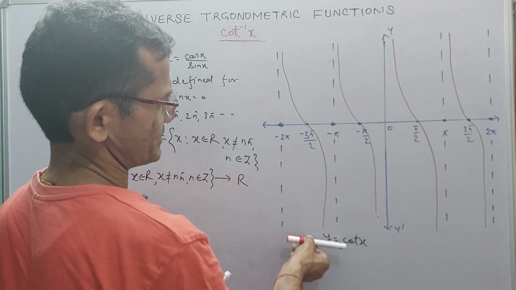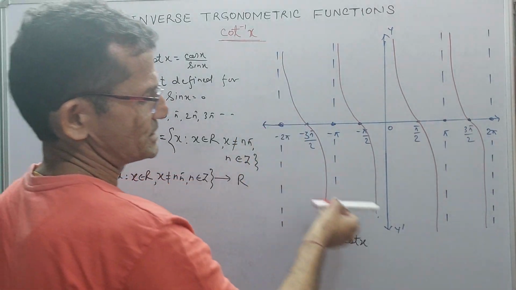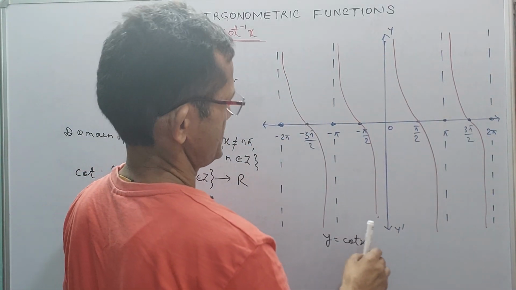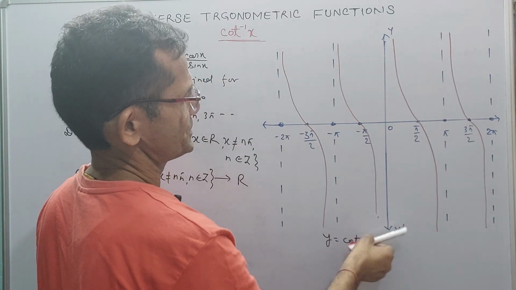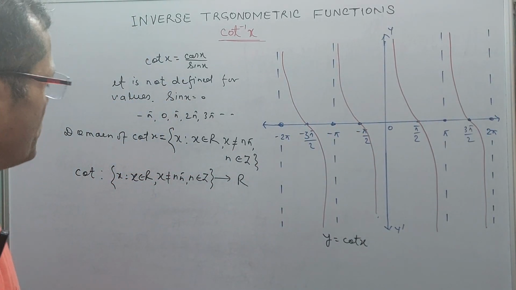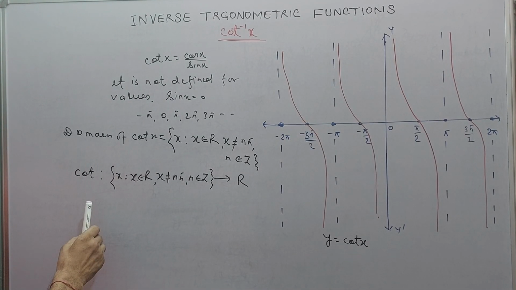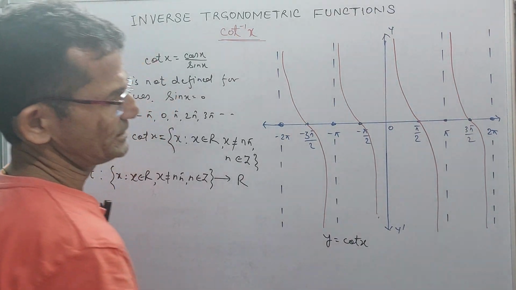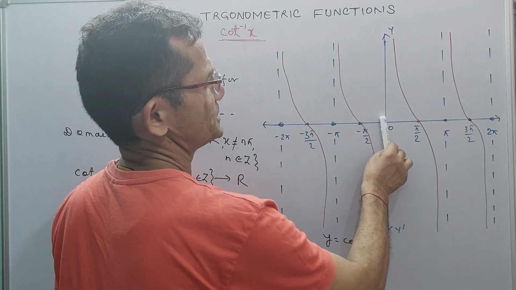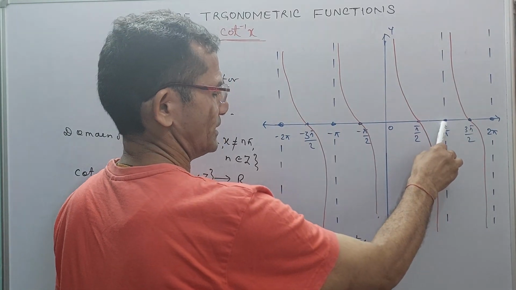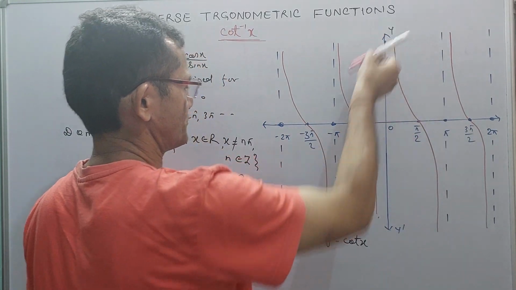The cot x values are taken from minus infinity to plus infinity along the y-axis in each interval. In this interval, and also in this interval from minus pi to 0, the values go from minus infinity to plus infinity. This is the range of cot x. We have taken the elements of the domain from here, for a particular interval, from 0 to pi, take all values, and the corresponding cot x has values from minus infinity to plus infinity.